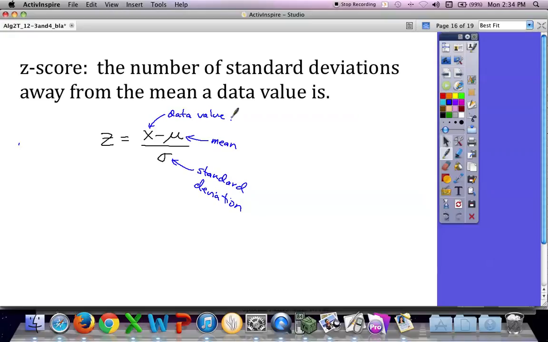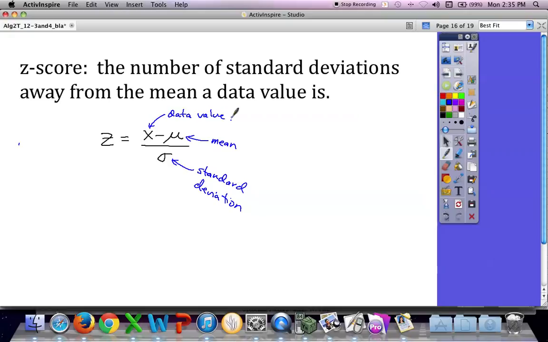So again, how do you compare the relative merits of the guy who ran faster with the guy who lifted more? Just look at the z-scores. See which one looks like it's more unusual. That's the one who's the best. That was actually an AP question one year.